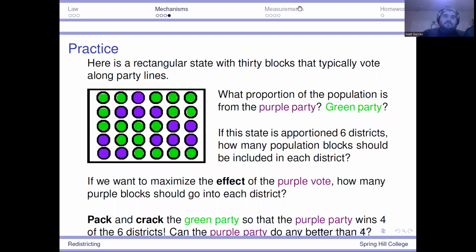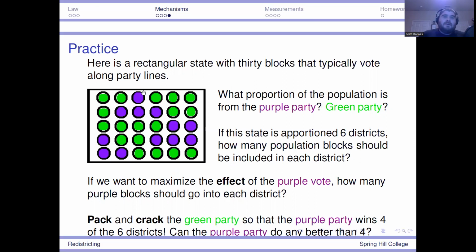All right, so let's do a little bit of practice here. Let's say, again, very simple, we have this rectangular state and we have 30 people, or 30 blocks of people, that tend to vote along party lines. So we have a green party and we have a purple party here.